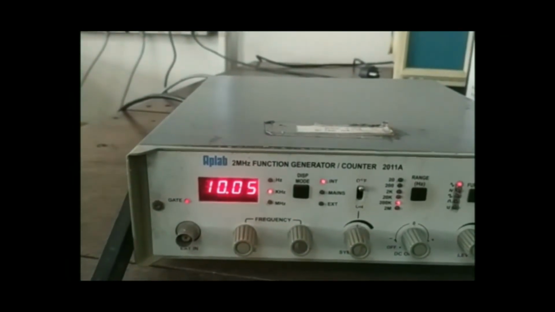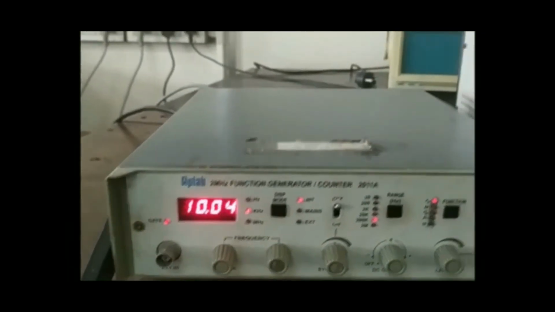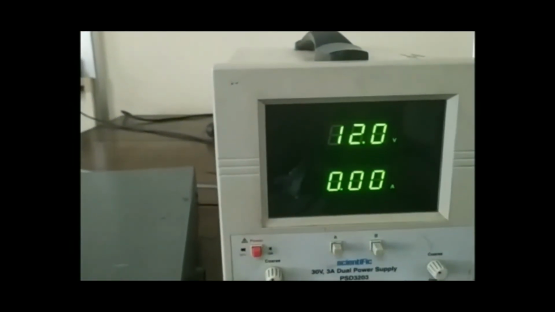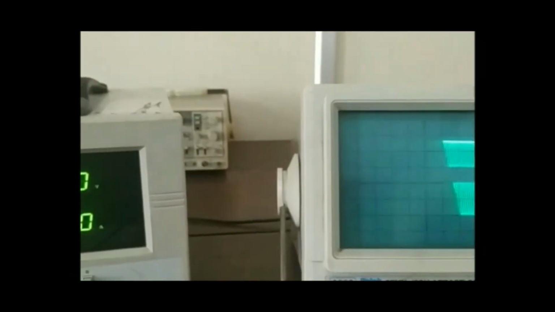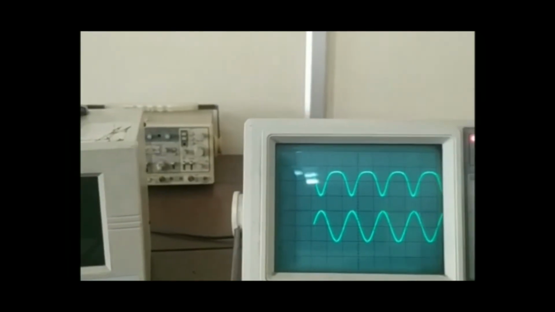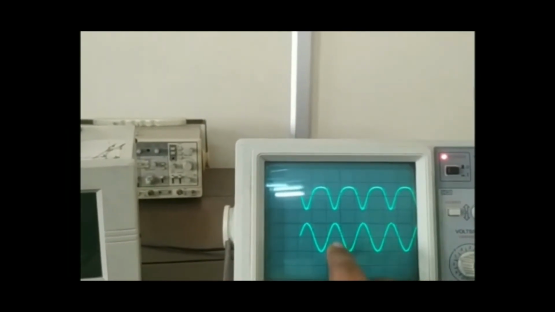A 100 millivolt sine wave is given from function generator as input. For applying VCC, DC power supply is used. Observe the output on CRO. Our output amplitude is 1.7 into 5, therefore 8.5 volt.